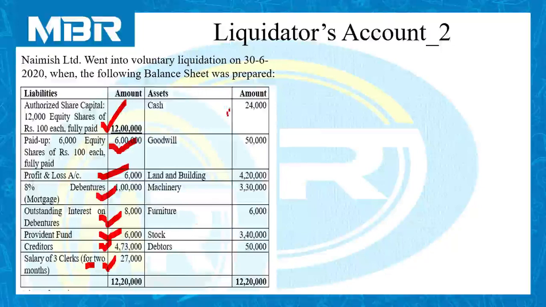On the asset side: cash 24,000, goodwill 50,000, land and building 4,20,000, machinery 3,30,000, furniture 6,000, stock 3,40,000 and debtors 50,000. Total of the balance sheet on both sides is 12,20,000.